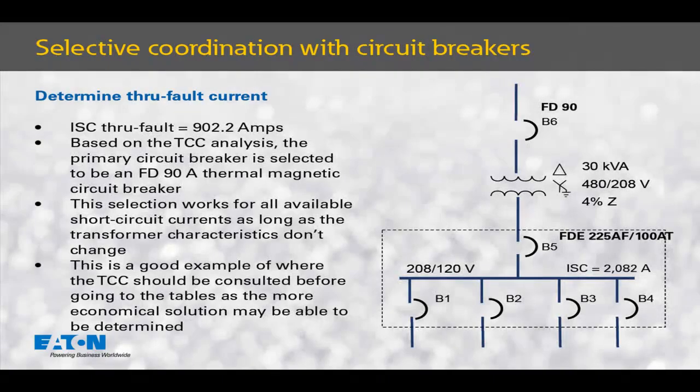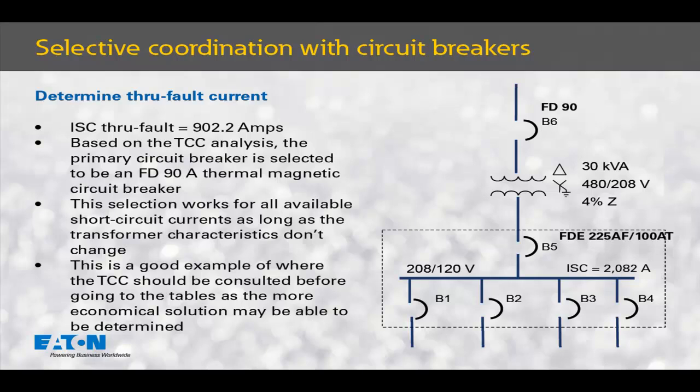What we did by walking through this time current characteristic curve analysis was remove an electronic trip unit from the upstream device and reduce the frame size, resulting in a more economical solution. This took a little bit more analysis and research, but it paid off.